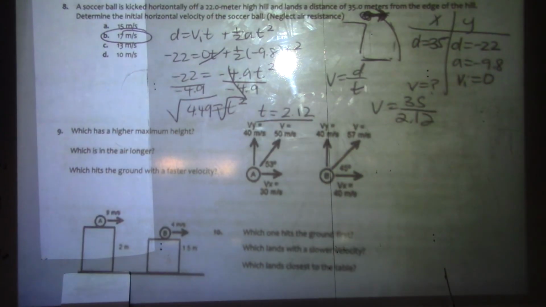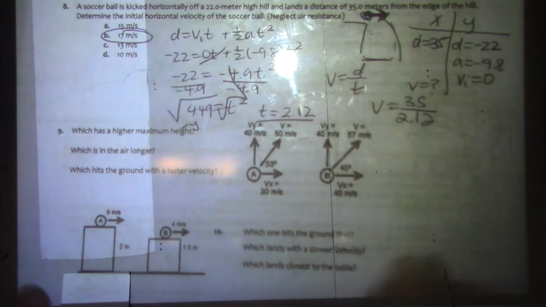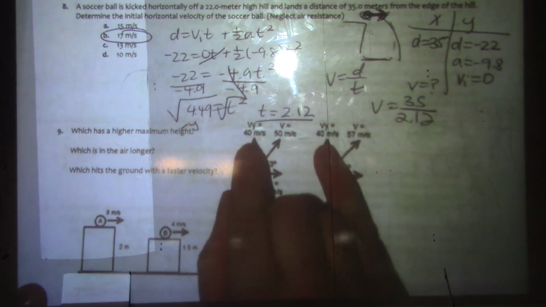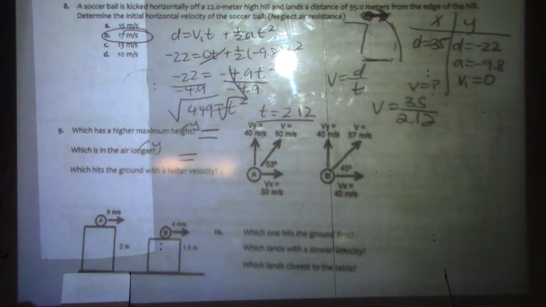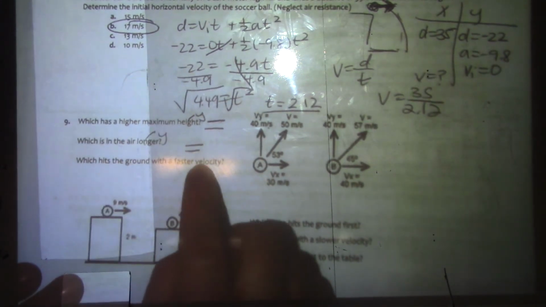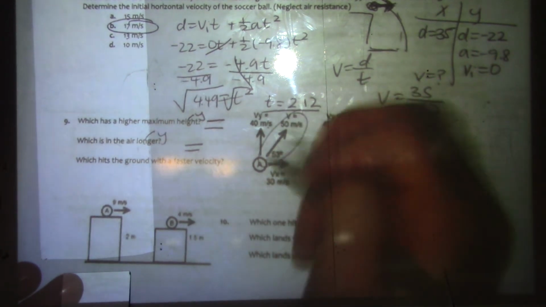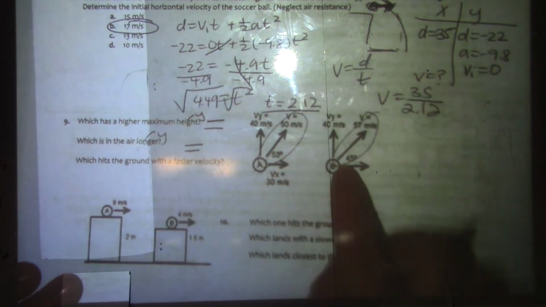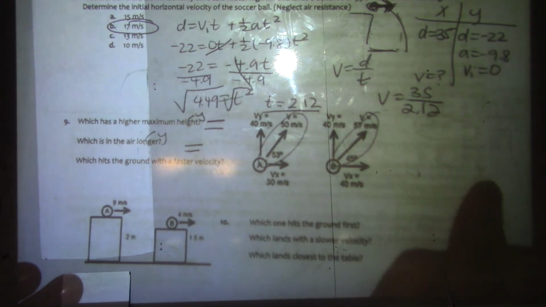Alright, for 9 is comparison. The maximum height, we just care about the y. If we look at their y velocities, they have the same y velocity, so they go to the same maximum height. For time, again, we just look at the y. They have the same y, so they have the same time in the air. The faster velocity, so it didn't say x velocity, it didn't say y, so I'm going to look at the total. I know whatever it goes up with, it's going to come down with, so the one that goes up with the most velocity is going to come down with the faster velocity, so that's going to be b.